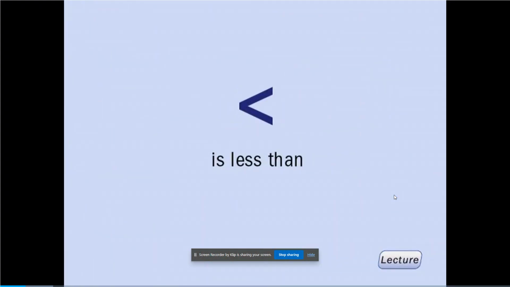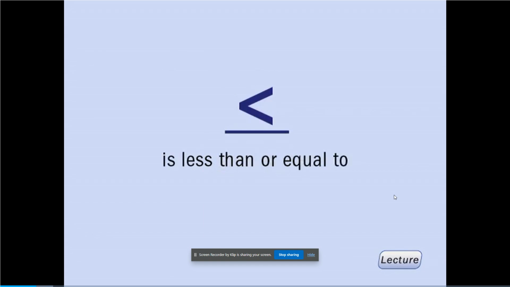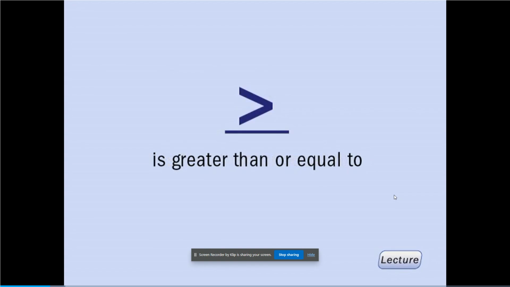This symbol means is less than. Then this symbol means is greater than. Remember this symbol, it means is less than or equal to. And then we have this symbol which means is greater than or equal to. So remember your inequality symbols.